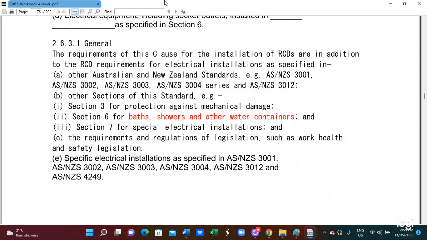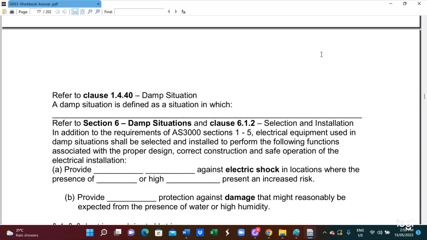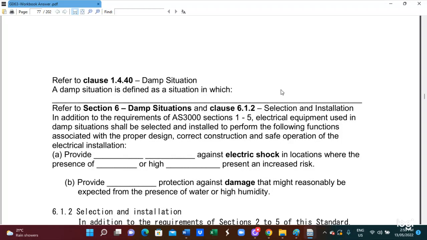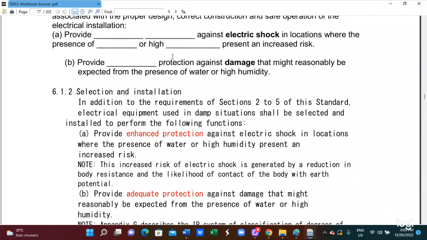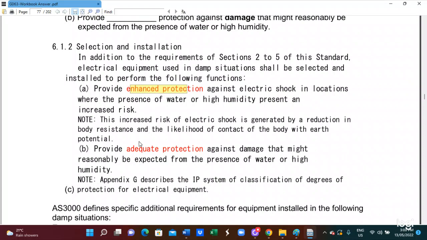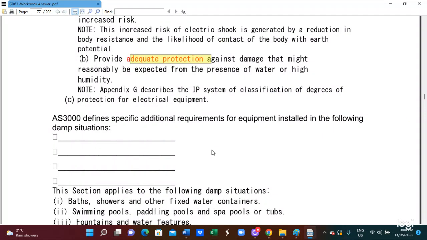Also, Section 3 is for protection against mechanical damage in AS 3010. Section 6 is the bath, shower and other water container, and Section 7 is for the electrical installation. Also, for damp situations, you have to read clause 1.4.40, damp situation dividers and definitions. So this is a damp situation definition, and equipment when installed needs to provide enhanced protection or adequate protection. So this is also an important aspect.